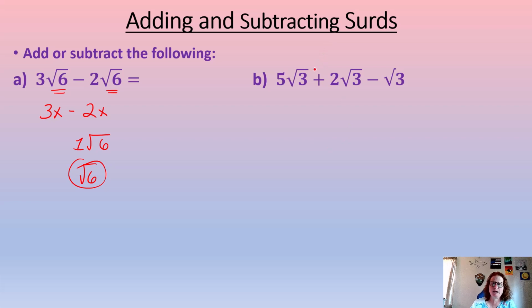So here in B, we have 5 square root of 3 plus 2 square root of 3 minus square root of 3. I check my radicals. All of them are the same. All of them are surds. I can't simplify in any way. I have 5 of them. I add 2 of them, so now I have a total of 7 square root of 3. But then I'm going to take how many of them away? Remember, this is just 1. So that means I have 6 square root of 3 for my final answer.